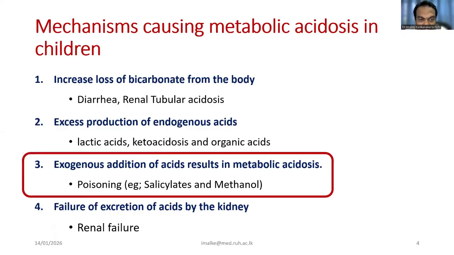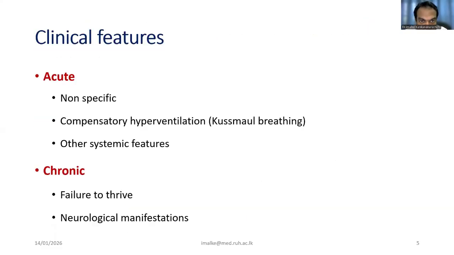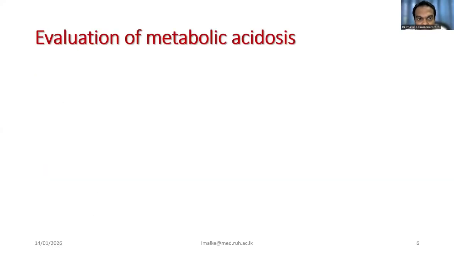Now you have discussed this in detail, and I will be going through the rest through some case histories. The clinical features: they can present in an acute setup with Kussmaul breathing, as a pediatric emergency. Some of them may be compensated very well. They will be showing signs of failure to thrive and some neurological manifestations, but only during our routine investigations will we identify them as having metabolic acidosis. So these are the clinical features.